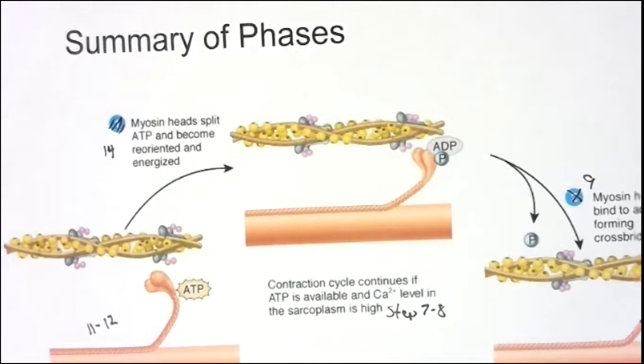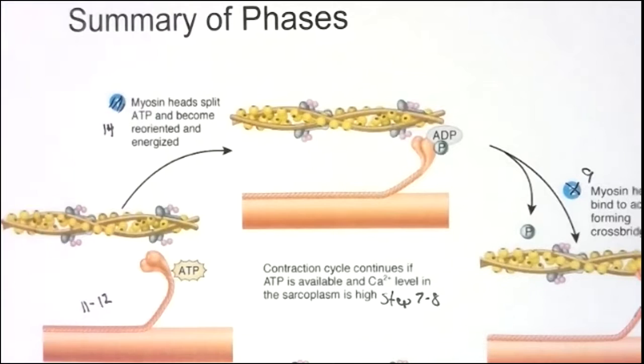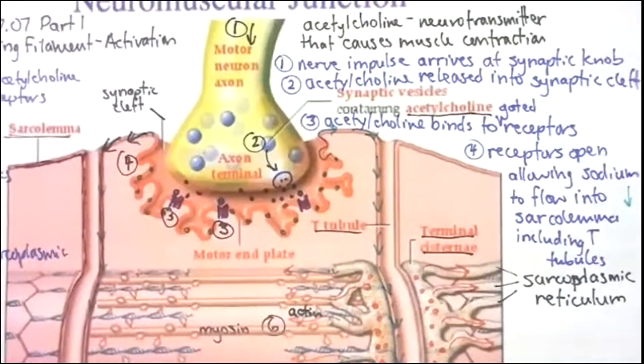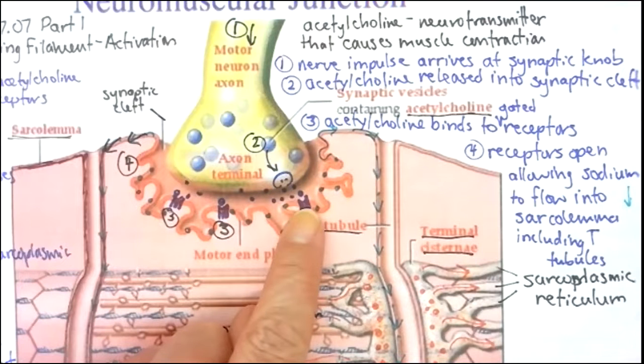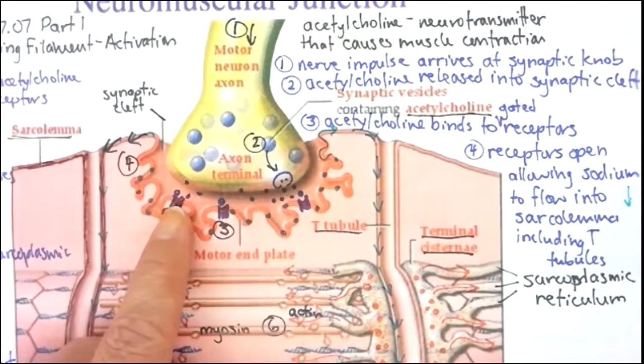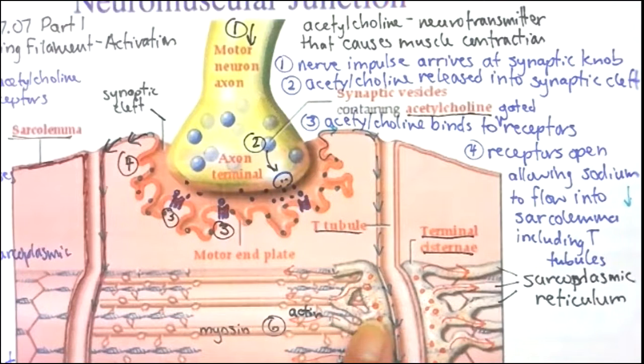So this is a summary of the phases of what's going on with the actin and myosin, not necessarily with the nerve impulse, but it kind of gives you a different visual. So just to sum up from steps 1 all the way back through, we start off, we have a nerve impulse that arrives in the axon terminal. It causes the release of acetylcholine. Acetylcholine binds to the receptors on the opposite side of the synaptic cleft. The receptors cause the sodium to flow down into the T tubules. The sodium in the T tubules causes calcium in the terminal cisternae to be released into the sarcoplasmic reticulum.